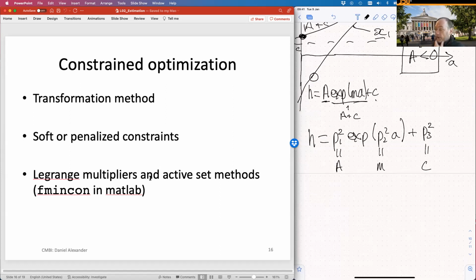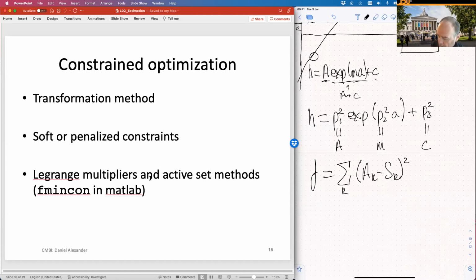Then soft or penalized constraints, also a very simple idea. We simply add a big number to the objective function whenever the constraint that we're trying to impose gets violated. So, for example, let's suppose that we are using our favorite objective function, the sum of square differences. And let's suppose we want to impose the constraint that, overloading A here, let's say M. We want to impose the constraint that M is greater than 0.